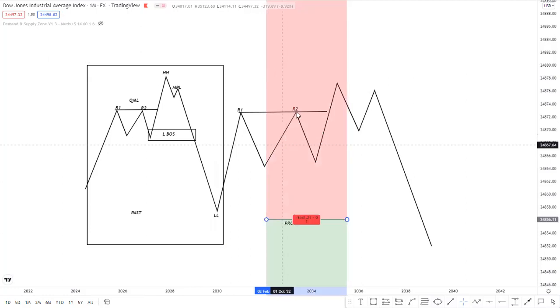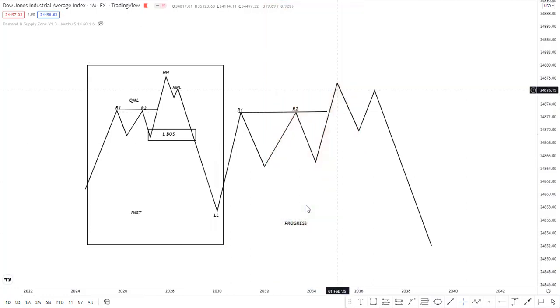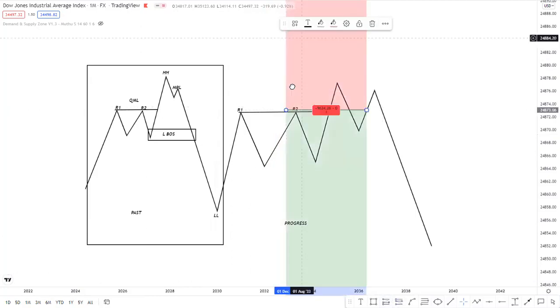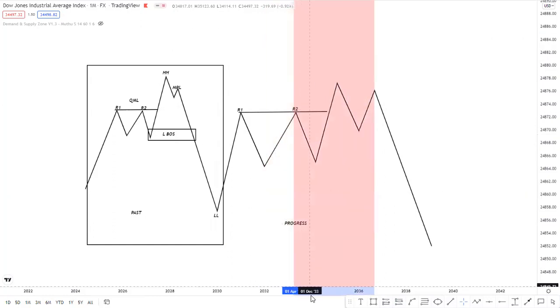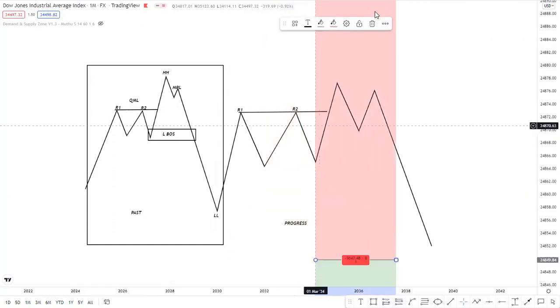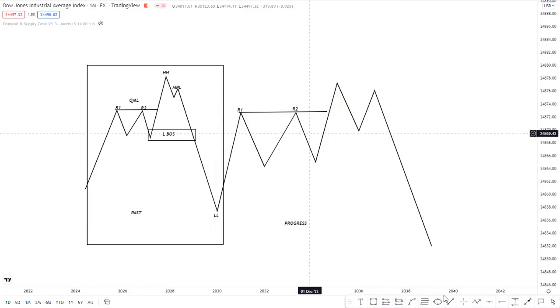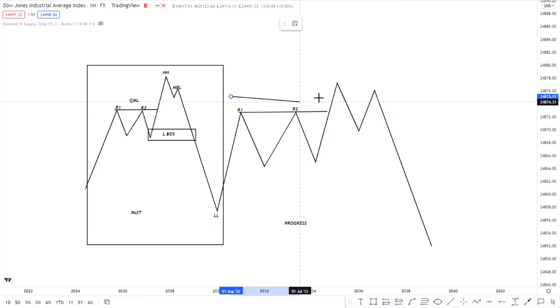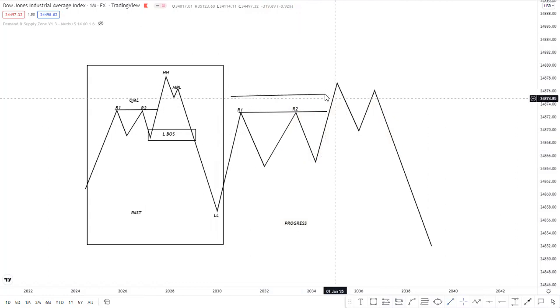If you're trying to sell from here, your stop loss is going to be around this level here, about 20, 30 pips above there. And guess what happens? You're not going to be the only one.